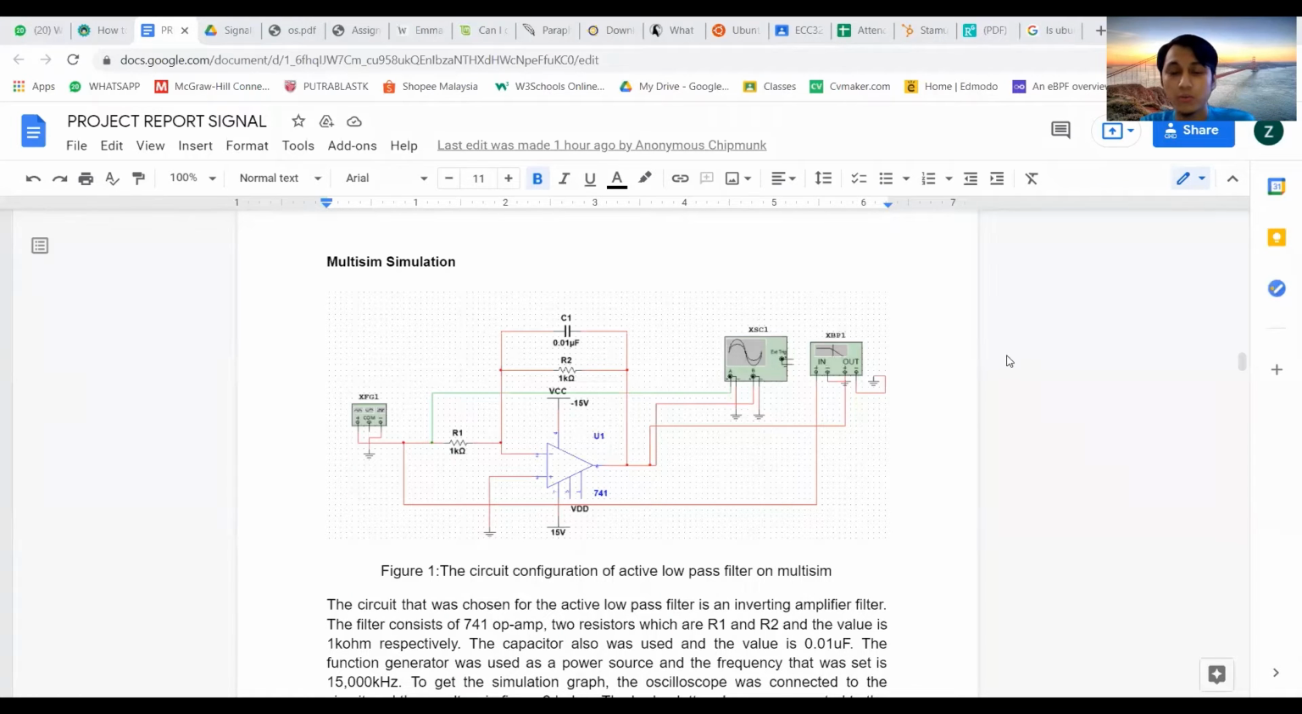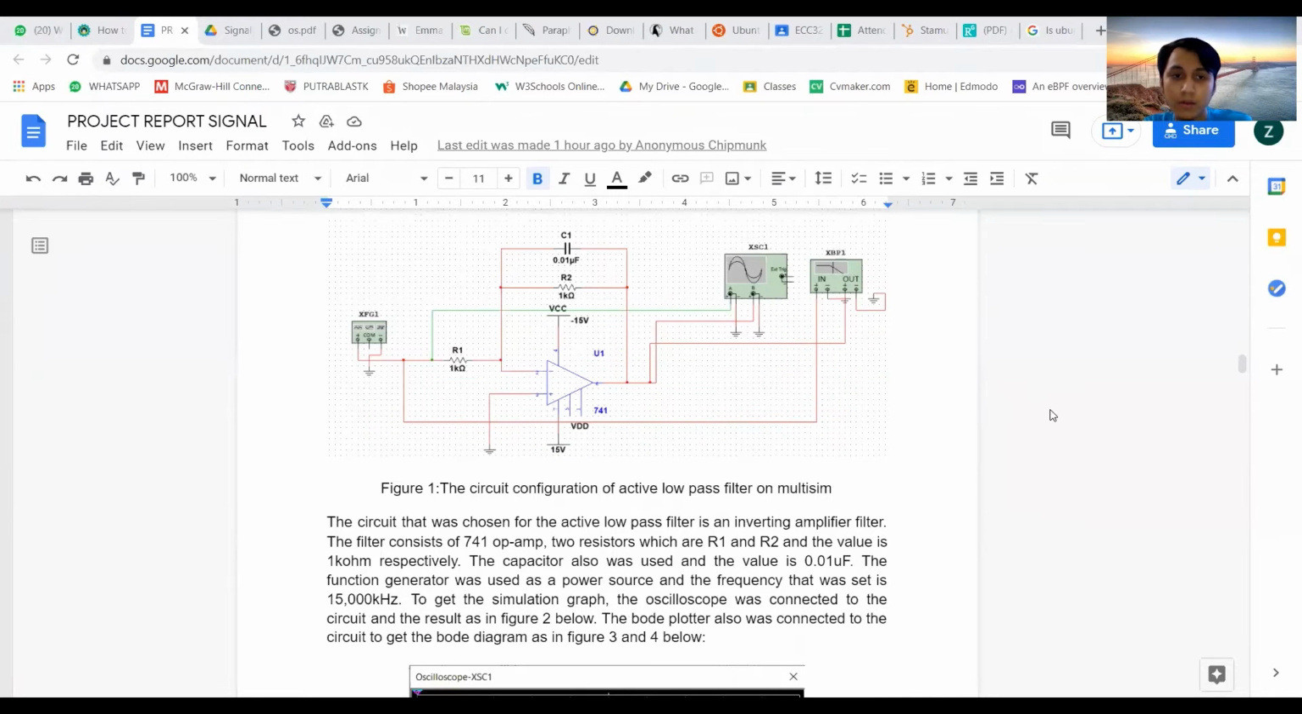Okay, now I will proceed with the Multisim simulation. So this is the circuit that we constructed in Multisim software. The circuit that was chosen for the active low-pass filter is an inverting amplifier filter. The filter consists of an op-amp, 2 resistors, and 1 capacitor. The value of resistor is 1 kilo ohm, and the value of capacitor is 0.01 microfarad.